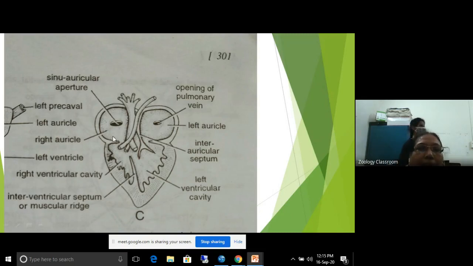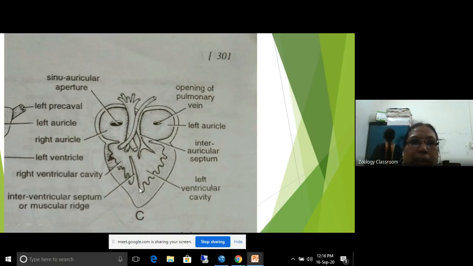The right side opens into the ventricle through the auriculoventricular aperture, and the valves are called auriculoventricular valves. On this side also, in the same way, there is an auriculoventricular valve. In between them there is a partition, which separates the oxygenated blood on the left side from the impure blood on the right side, collected by the sinus venosus. This partition is called the interauricular septum. So these are the two auricles, or two atria, and a single ventricle.